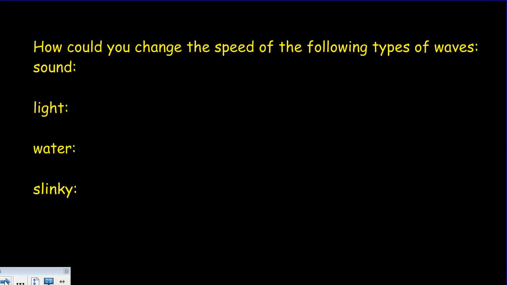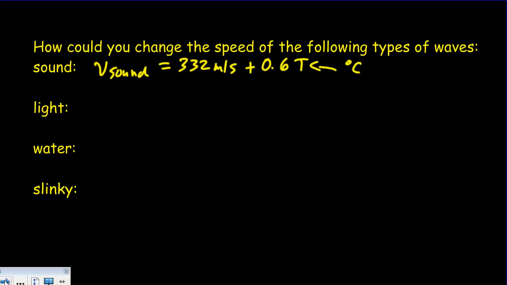So maybe try this. How could you change the speed of the following types of waves? So let's start with a sound wave. You might know that the speed of sound is given by 332 meters per second plus 0.6 T, where that temperature is in Celsius. In other words, if I increase temperature, my sound will travel more quickly.